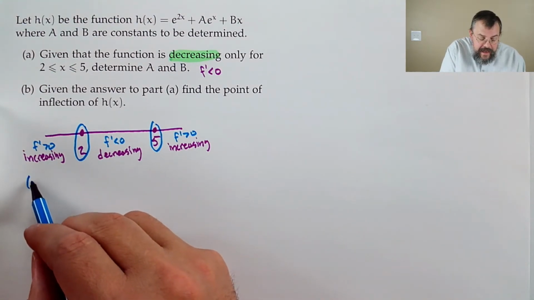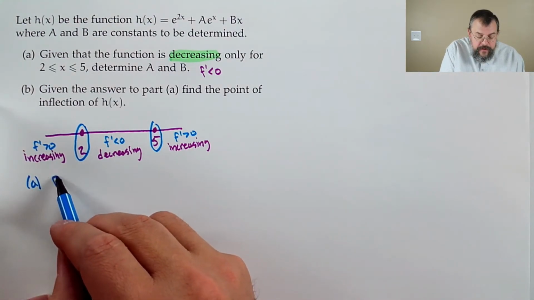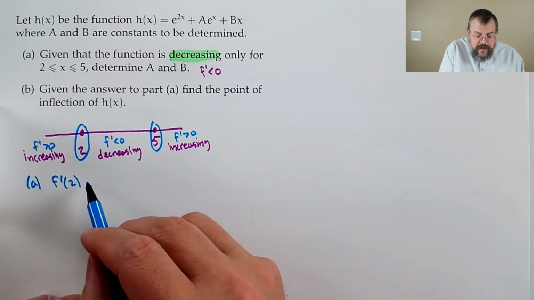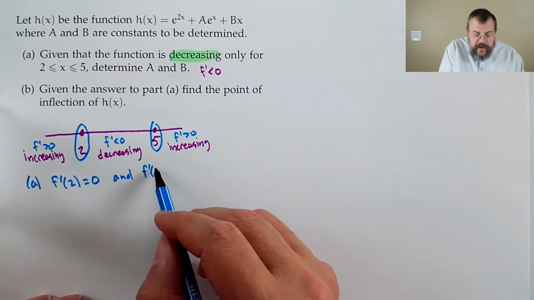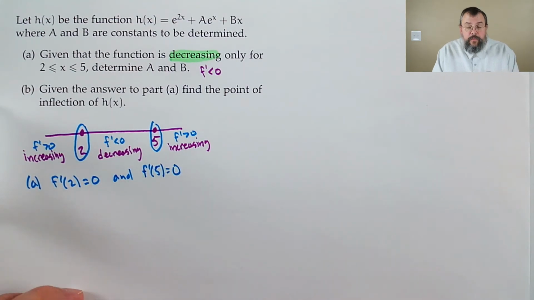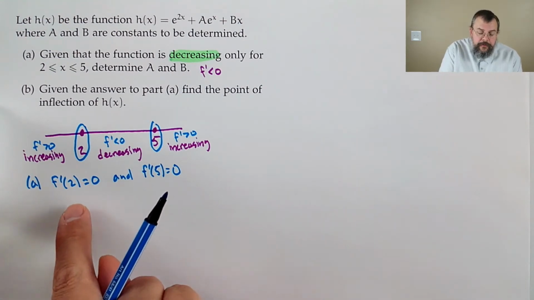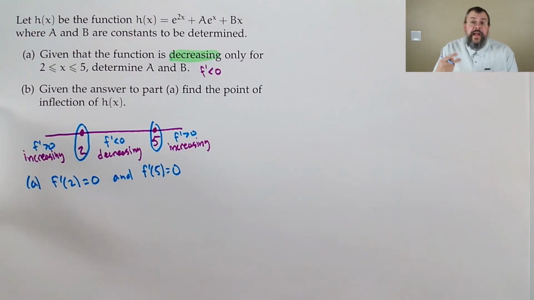So for part A, what we really are told is that, hey, by the way, f prime of 2 equals 0 and f prime of 5 equals 0. All right, so that's what we can use to figure out what are A and B. We have really 2 pieces of information, and I have 2 things I have to figure out. That's good. However many things we have to figure out, that's how much information we need.